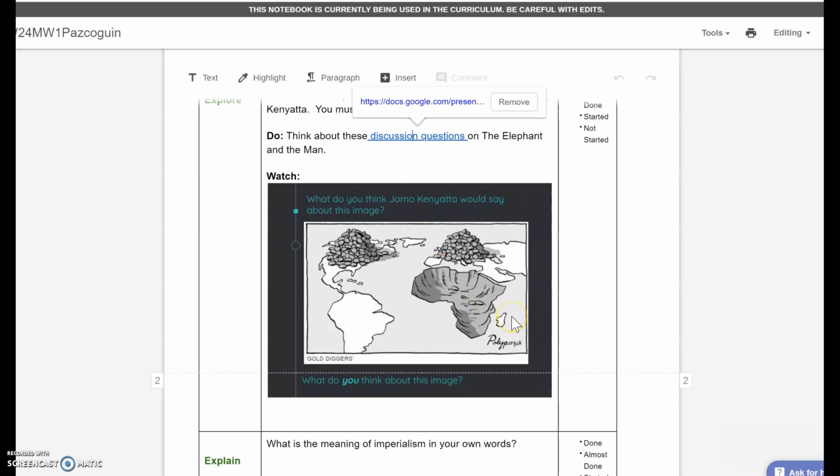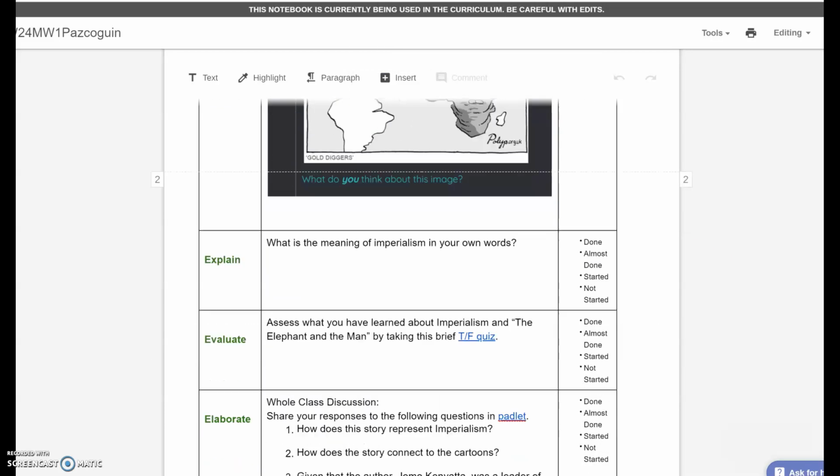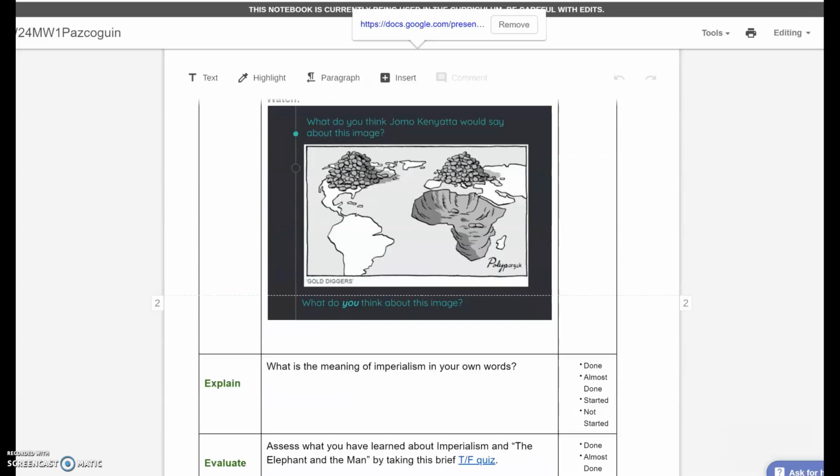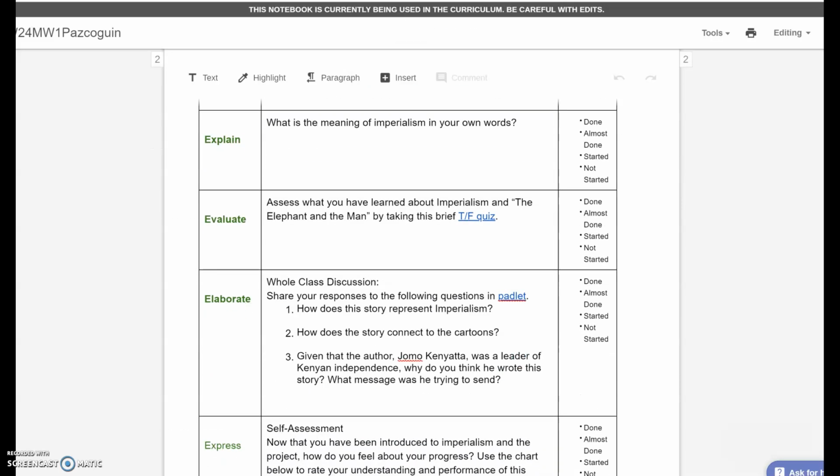So this is Africa. And what's going on here? Look where it's all dug up. Look where all those resources went to: United States, Europe. What do you think about this image? And then here you're going to say, what is the meaning of imperialism in your own words? Then you're going to take a true-false quiz.